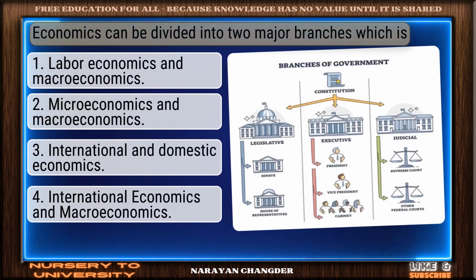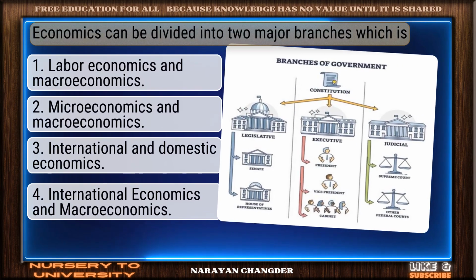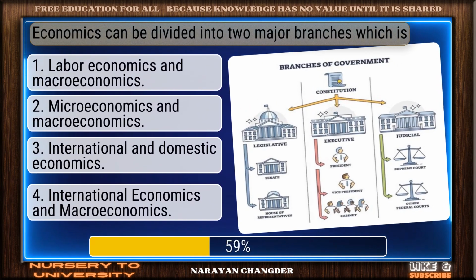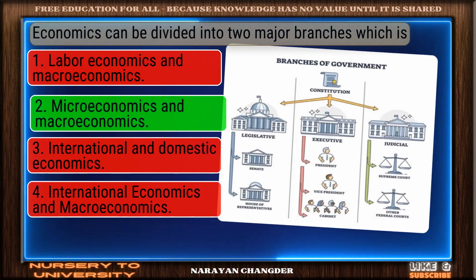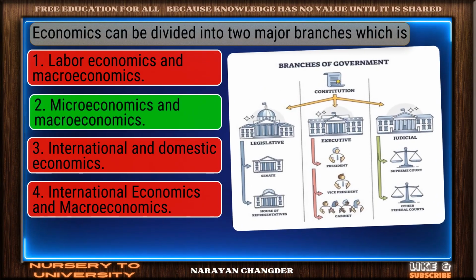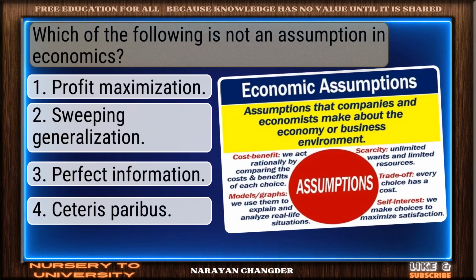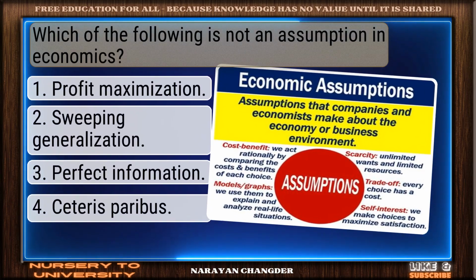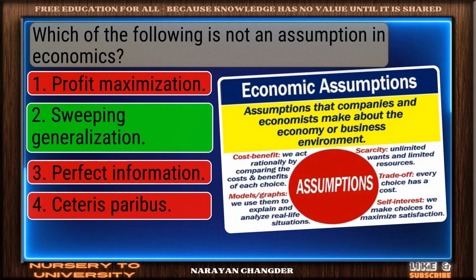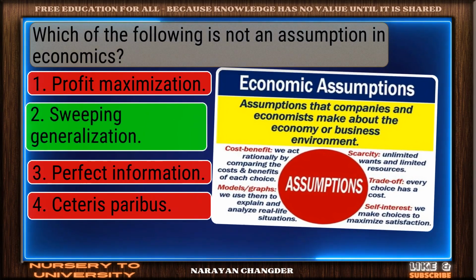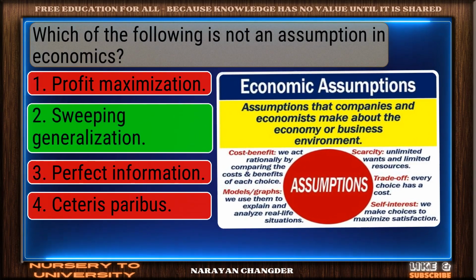Economics can be divided into 2 major branches, which is right again. Microeconomics and macroeconomics is a valid answer. Which of the following is not an assumption in economics? Right choice. Sweeping generalization is the best answer.